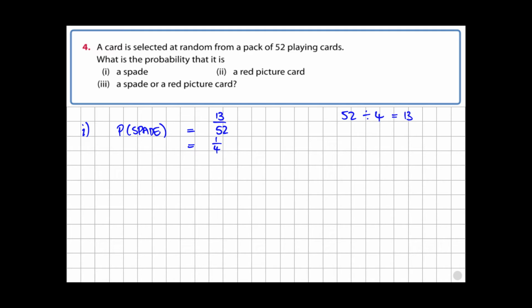And if you think about that logically, a quarter of the cards in the deck will be spades. Another quarter will be clubs. Another quarter will be hearts, and another quarter will be diamonds. Okay, part 2. What's the probability of a red picture card?